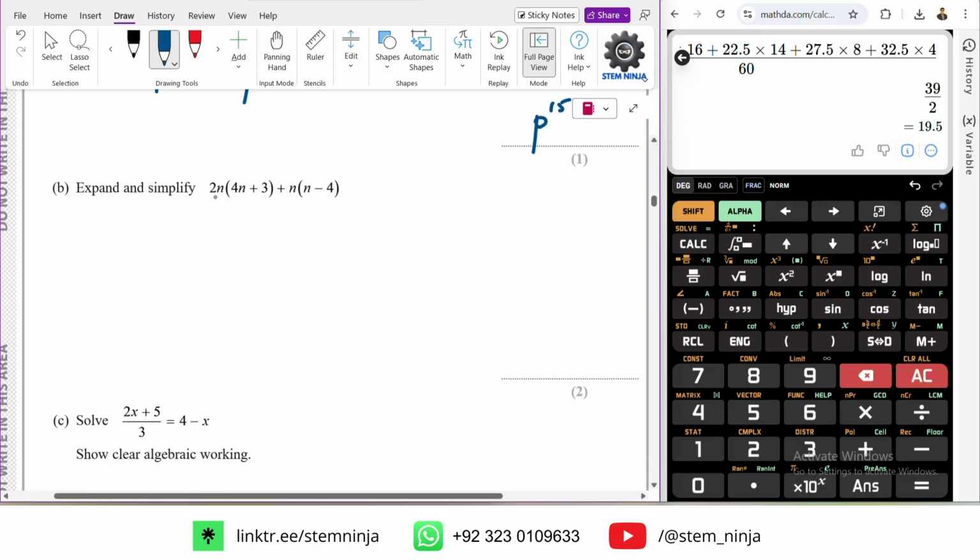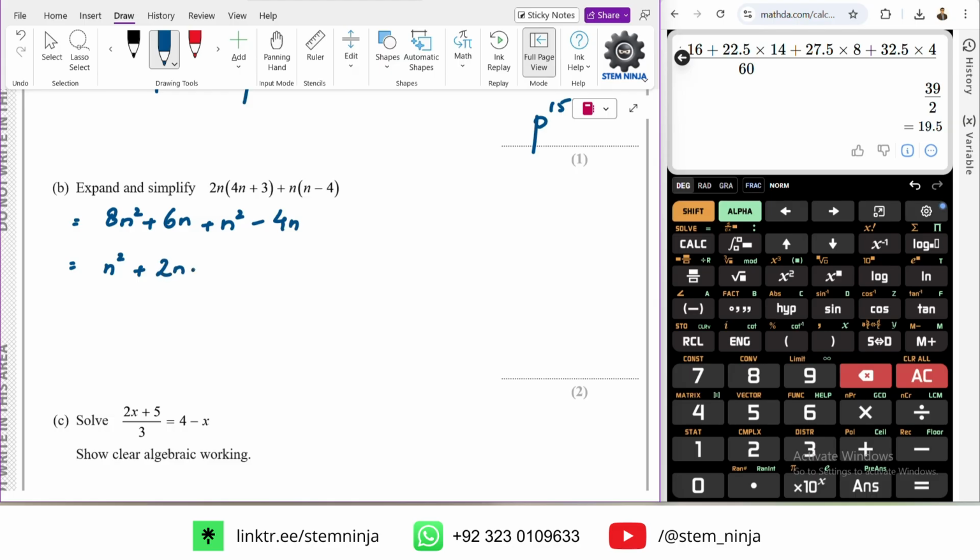Expand and simplify. We have double brackets over here. So 2n times 4 is 8n squared, plus 2n times 3, this is 6n, plus n squared minus 4n. So we rearrange and simplify. Sorry, 8n squared plus n squared becomes 9n squared, and 6n minus 4n, these are the like terms, gives plus 2n.